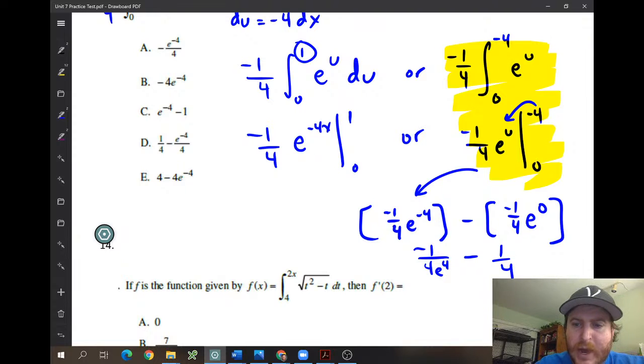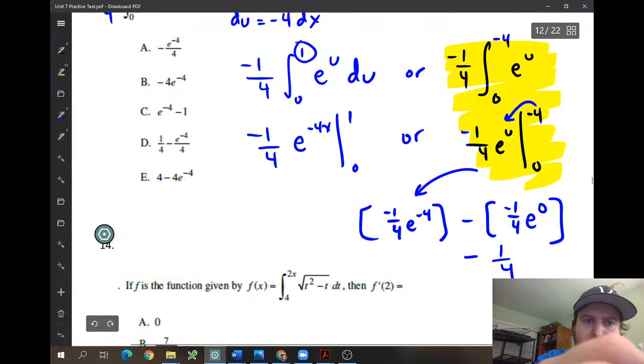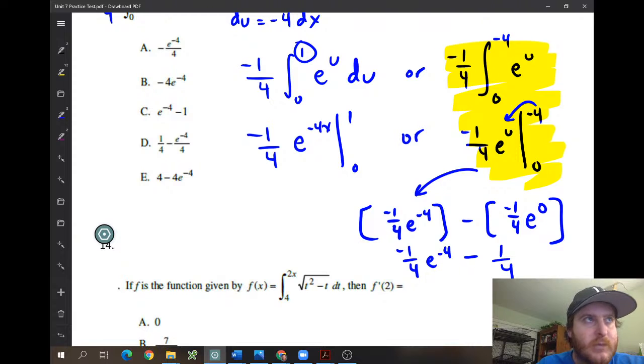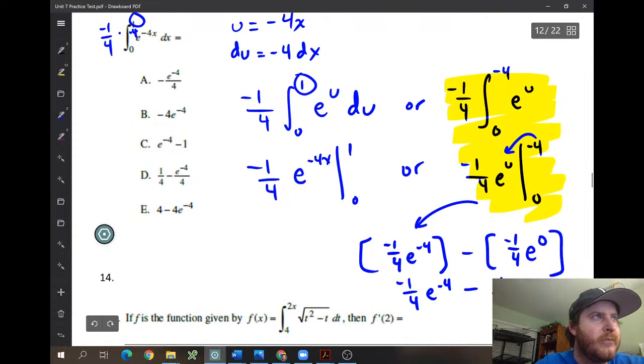And actually, they didn't bring it to the denominator, did they? So if I look at their answers, it's always e to the 4th. So -1/4 e to the -4. Okay, so which answer looks like this? None of them quite look like that, so we kind of have to pick out what we want. And this is where it does get a little bit confusing.